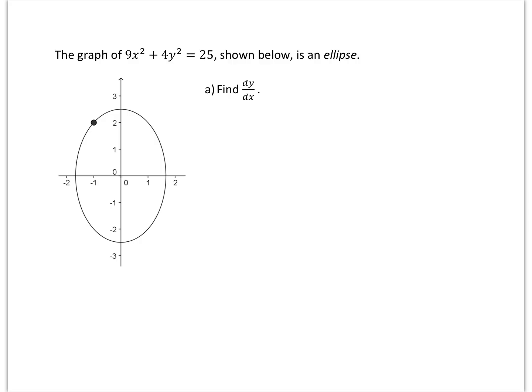Let's look at the graph of 9x squared plus 4y squared equals 25. It's an ellipse, and I want to find a formula for dy dx. I'm going to start by taking d dx of both sides of the equation. This is a trick we learned in our previous section when we were taking derivatives of inverse functions. We started with a true equation and took d dx of both sides. I can use that technique here as well to solve for dy dx.